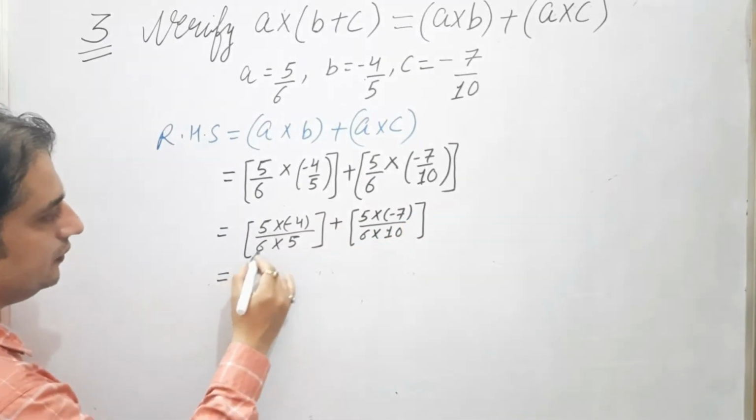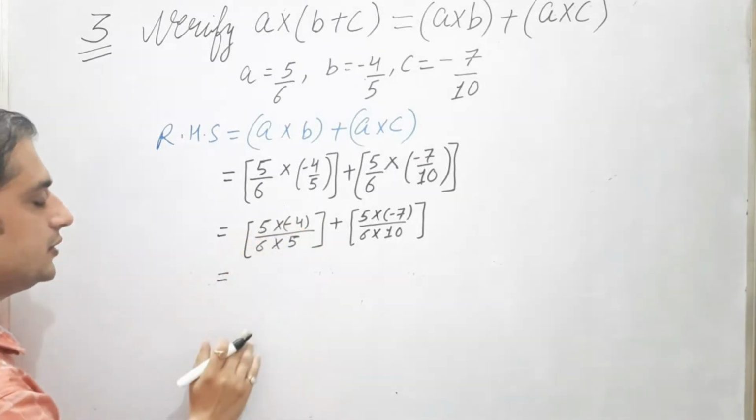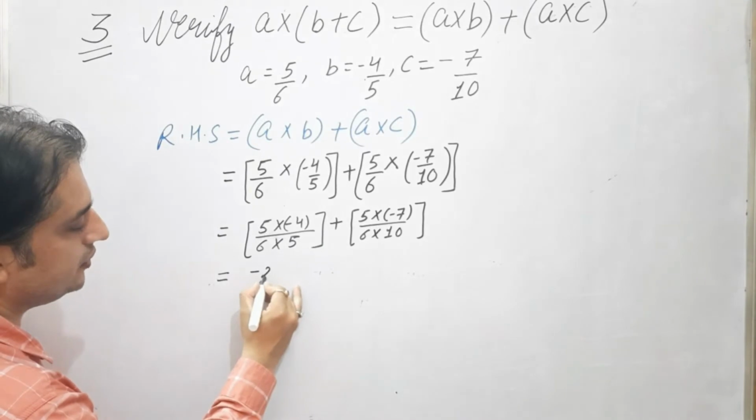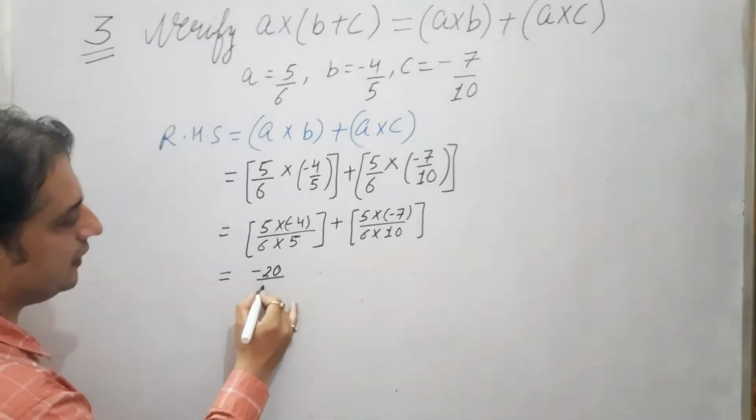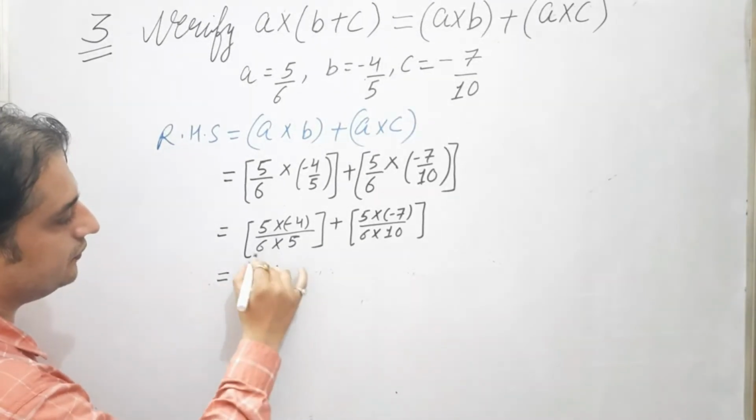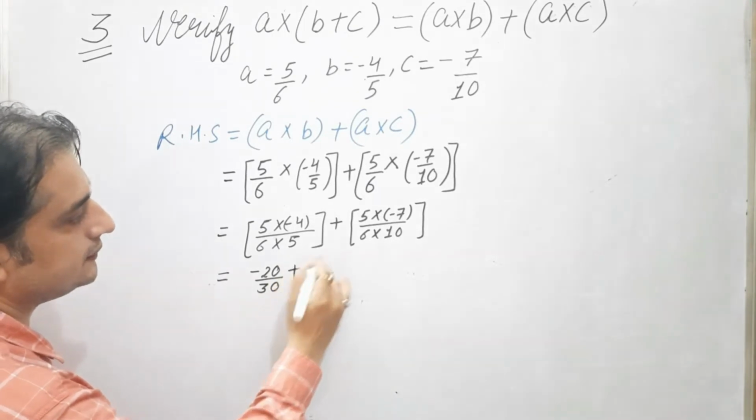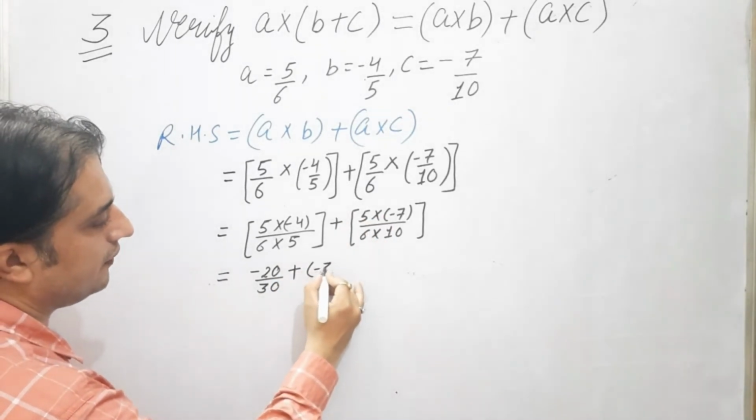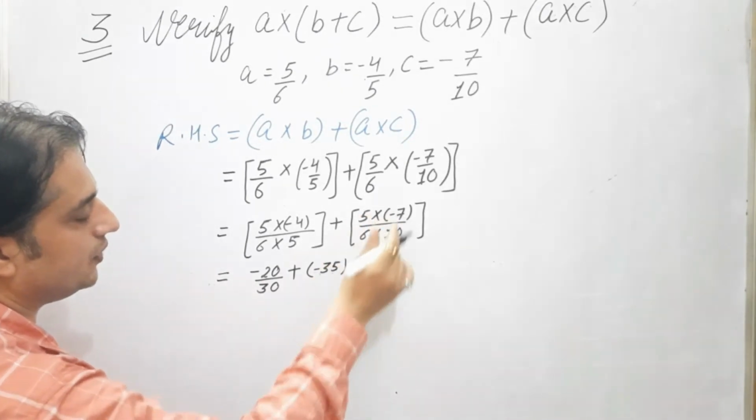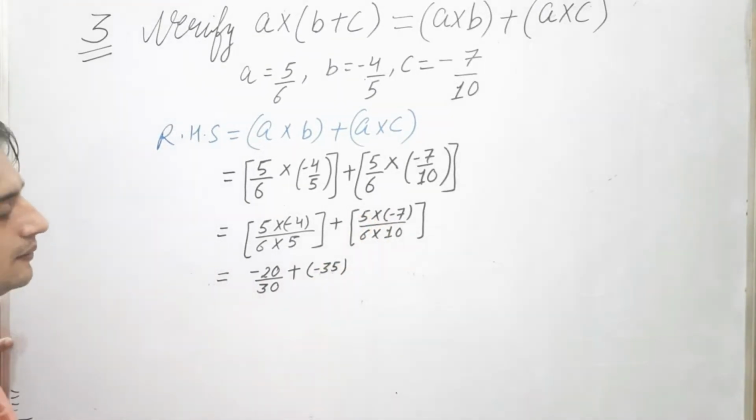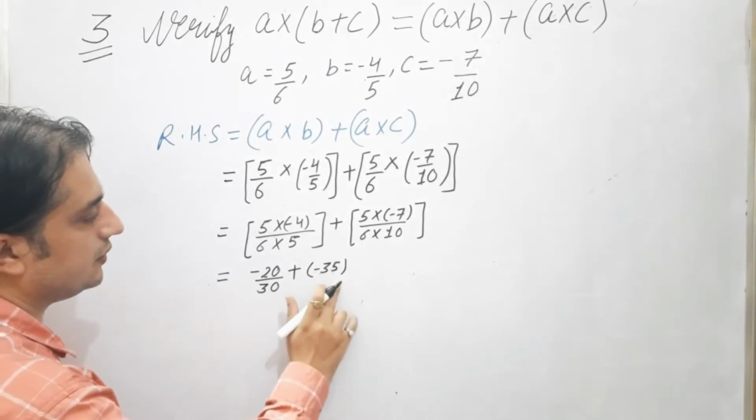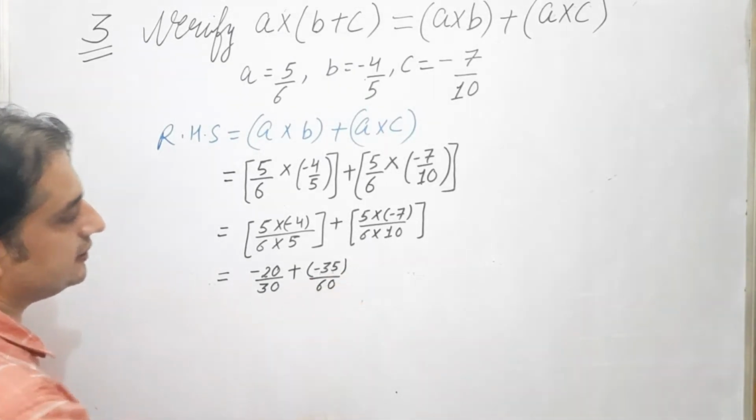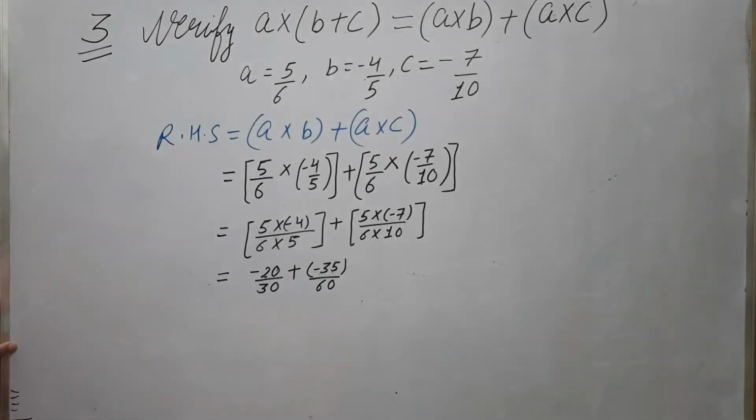So further solve. 5 4s are 20, so minus 20. 6 5s are 30, plus 5 7s are 35, and the number is negative because the product of the two numbers, one number is negative, another number is positive, so the result is negative. 6 10s are 60, right?